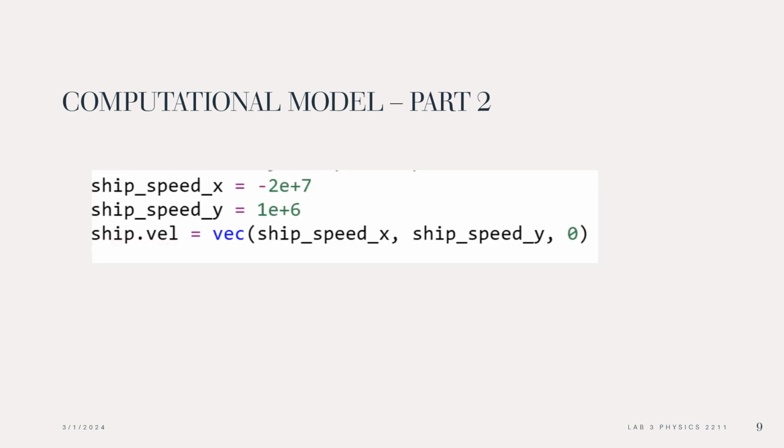From there, we can just plug in different speeds, and we found that the minimum speed was -2 times 10 to the 7th and 1 times 10 to the 6th. We got a negative speed in the x because we're moving away from the black hole in the x direction. If it was positive, we would just run straight into the black hole.